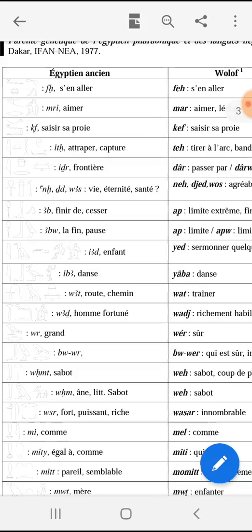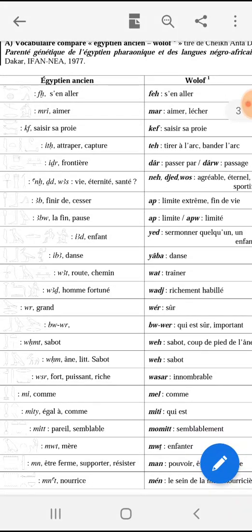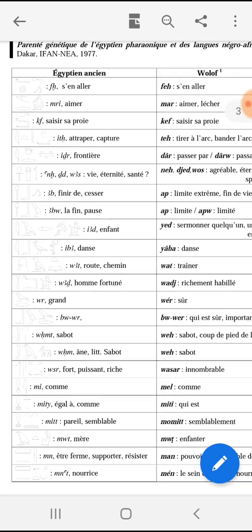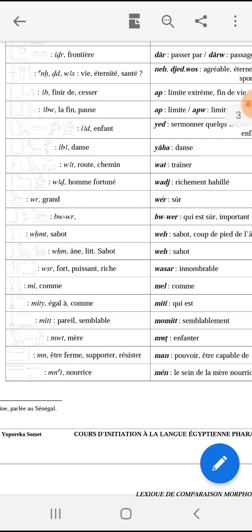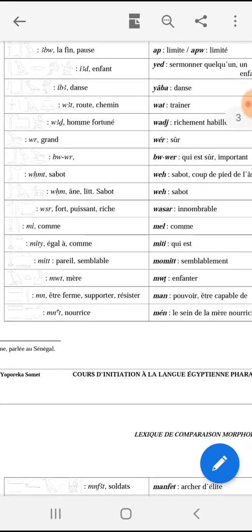Now, you have yad in Medu Netcher, which means a child. And in Wolof, you have yed, which means to sermon someone, a child. In Medu Netcher, you have iba, which means dance. In Wolof, you have yaba, meaning the same thing. In Medu Netcher, you have mut, meaning mother. In Wolof, you have mut, meaning to give birth.